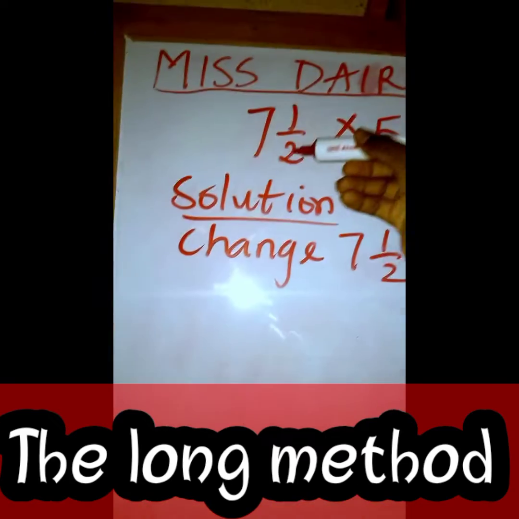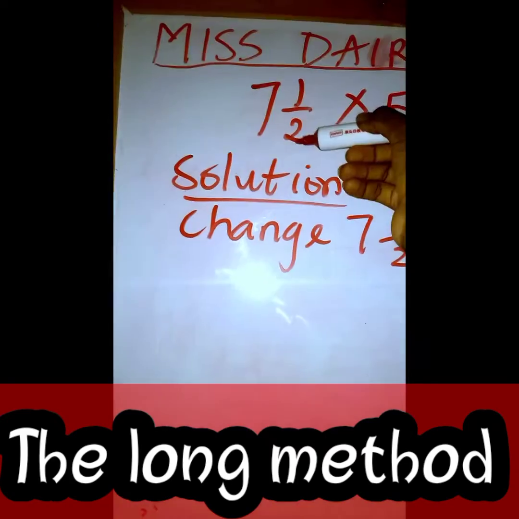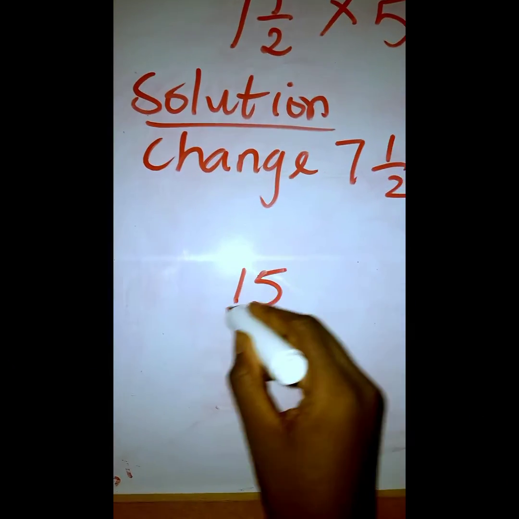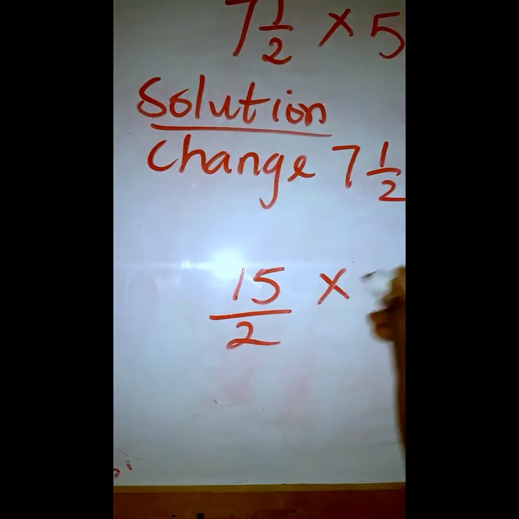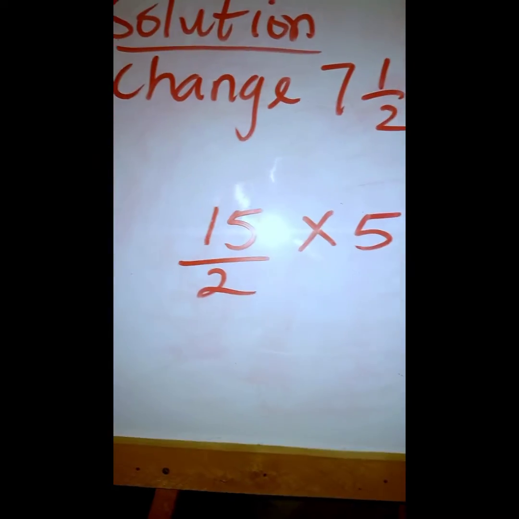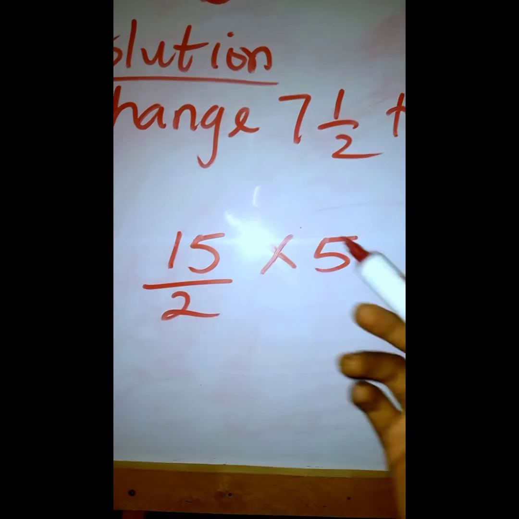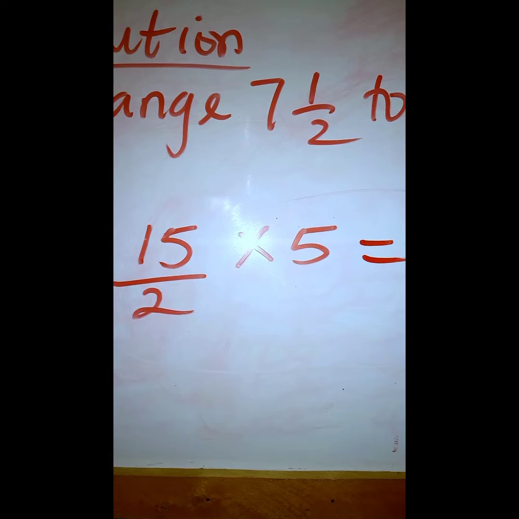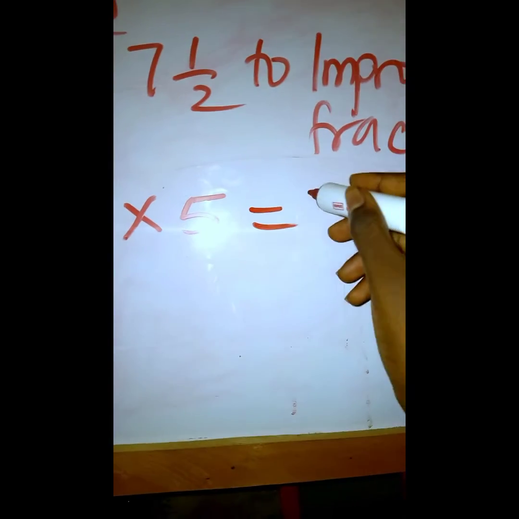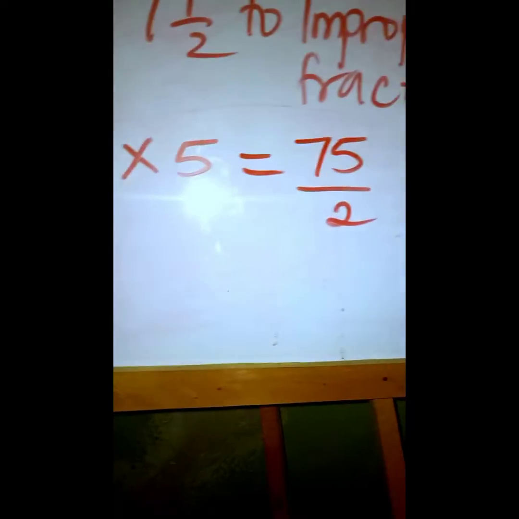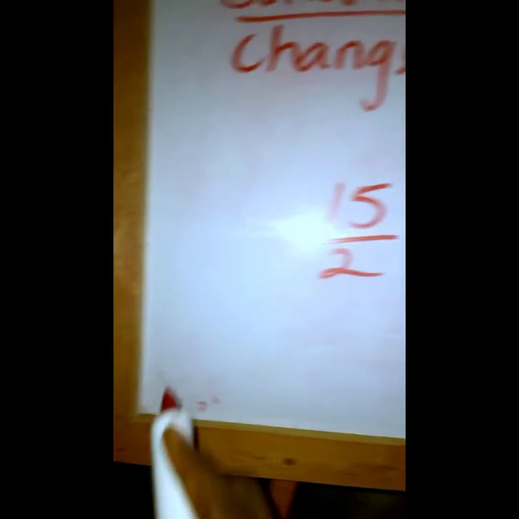So I'm going to have my 7 multiplied by 2, that's 14 plus 1, 15. So I would have my 15/2 times 5. If we are to divide our 5 by 2, we are going to have a remainder. So we'll just say 15 multiplied by 5. And our 15 multiplied by 5 is 75. So you have your 75 divided by 2. So this is already a big number. Then we'd have to do a division.